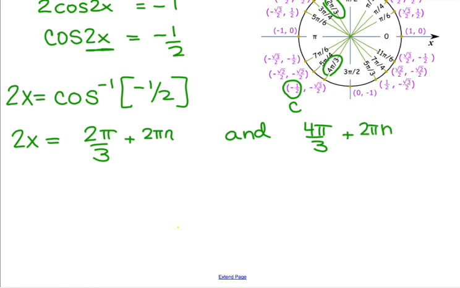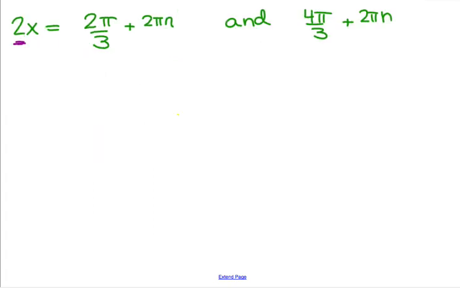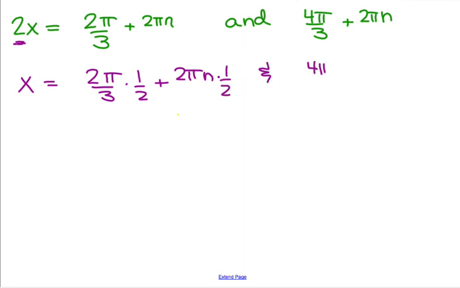Now what we want to do is solve this equation for x. But right now we have a 2 in front of the x, so we want to undo that 2. So what we have to do is divide everything by 2 or multiply everything by 1/2. So to get that x alone, we're going to take 2 pi over 3, multiply it by 1/2, plus 2 pi n, multiply it by 1/2, and the same thing for our 4 pi over 3, multiply it by 1/2, and multiply the 2 pi n by 1/2.